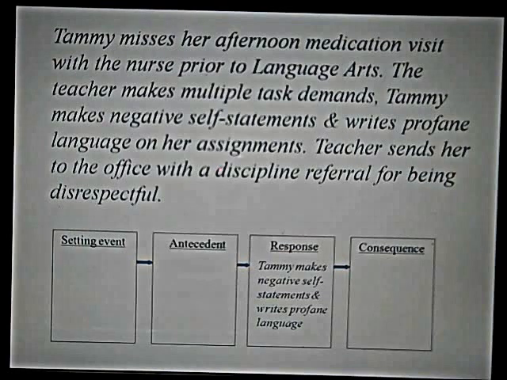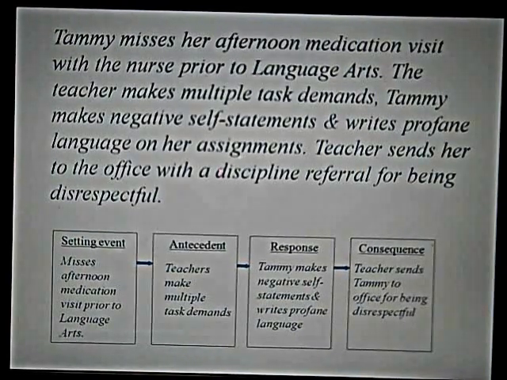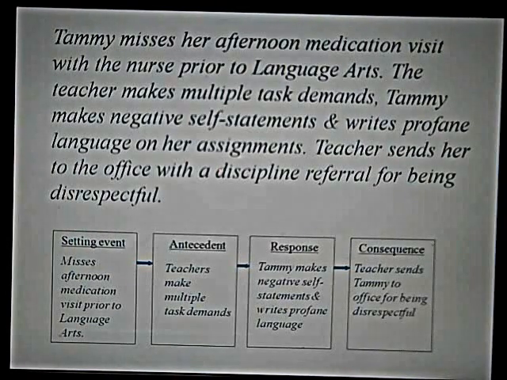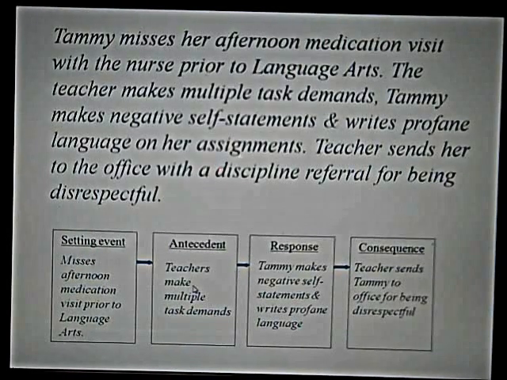Now, if we fill this form out, we start plugging pieces of the narrative into the boxes to get a picture of what's happening. The setting of this event: Tammy misses her afternoon medication visit prior to language arts. That's the setting. Then we get to the antecedent. What sets Tammy off? The teacher makes multiple task demands on Tammy. The behavior, the response from Tammy: Tammy makes negative self-statements and writes profane language. The consequence: teacher sends Tammy to the office for being disrespectful.